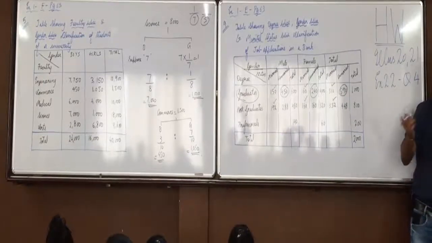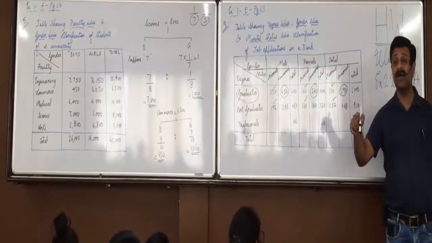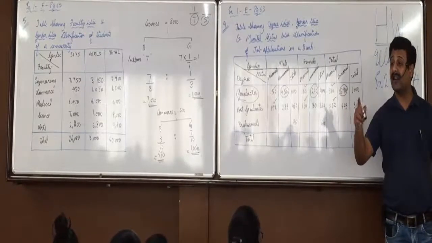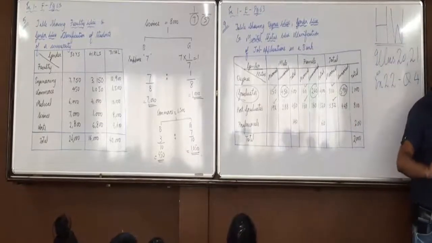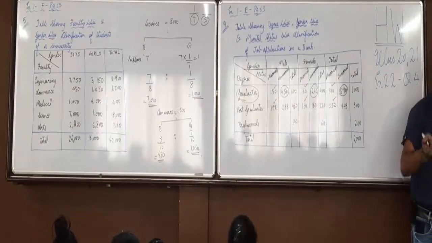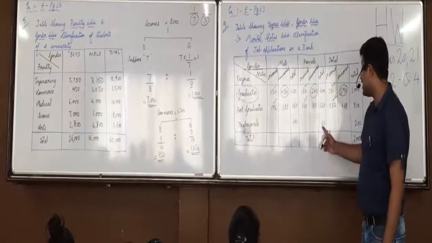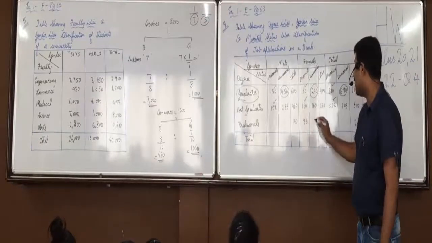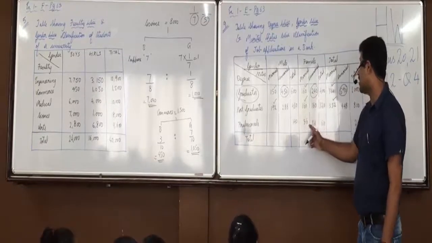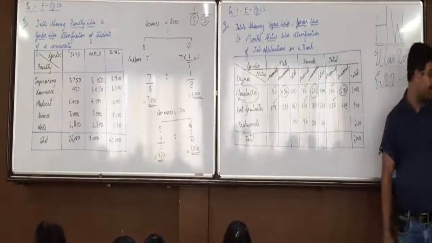And of them, here what does of them mean? Here of them means of females, because it is given 30% of females at professional degree and of them means of females, 60% are married. So females 60 into 60%, 36 married, remaining 60 minus 36, 24 unmarried.